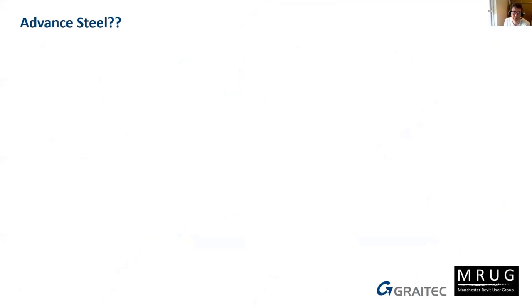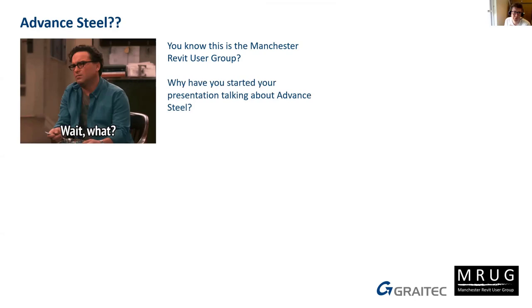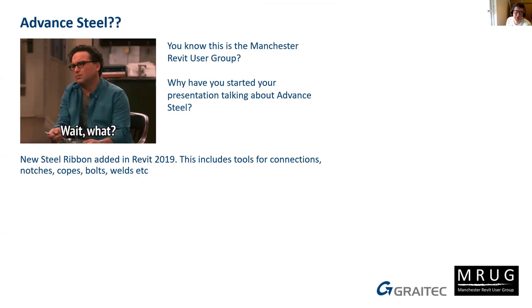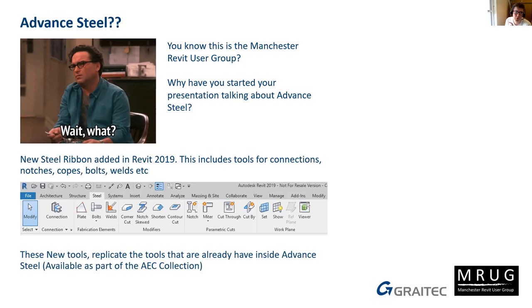So I'm going to start with Advanced Steel, and probably all of you are going to go, hang on, where's the Manchester Revit user group? So why are you talking about Advanced Steel? Today we're going to be looking at the steel tab in Revit. This now includes tools for connections, notches, copes, manually modeling bolts and welds. If you haven't seen it, that is what the steel tab in Revit looks like. The reason I started with Advanced Steel is all that technology has come from Advanced Steel.